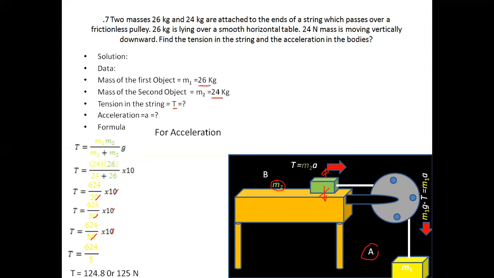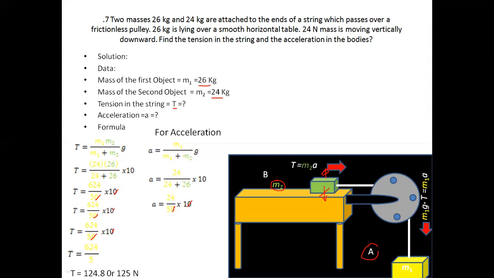Similarly, we will get for the acceleration, the formula is going to be a is equal to m1 divided by m1 plus m2, into g. Putting the values of m1 and m2 and the value of g, which we know is a constant value, we get 24 divided by 24 plus 26 into 10. What do we get? We get 24 divided by 50 into 10. So this 10 and this 10 cancel out.